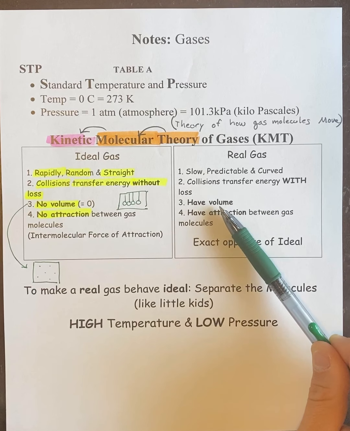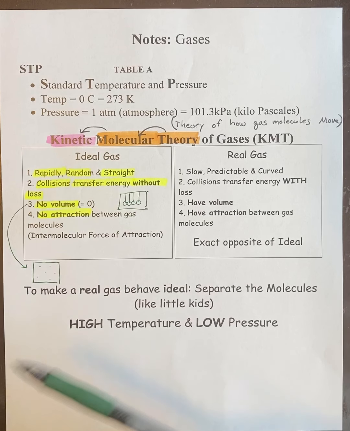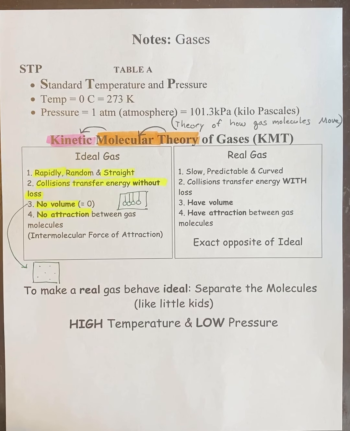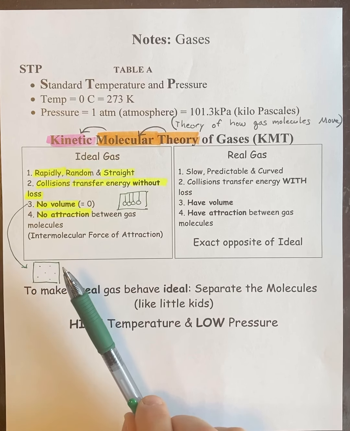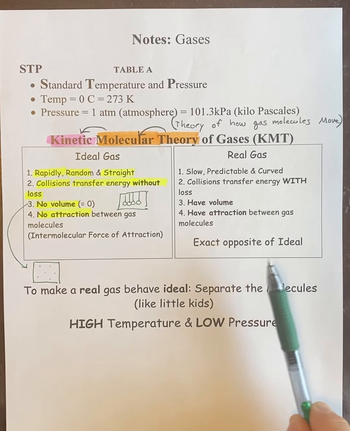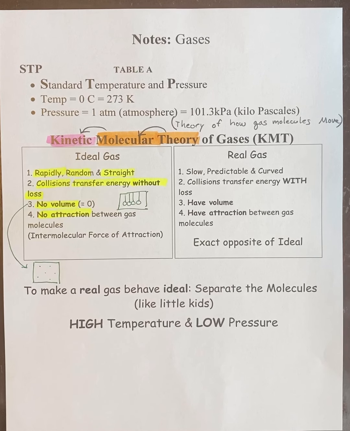Real gases have volume as opposed to there is no volume. Real gases have attraction as opposed to no attraction. So the way I like to do it, since we use ideal the most, memorize the ideal, and then just know that for the real, you just have to negate them or do the opposite. All right, and last part.